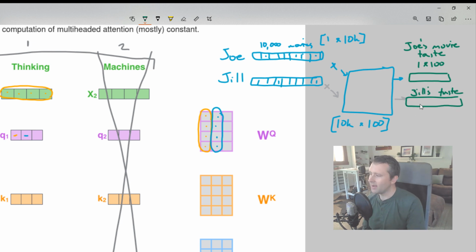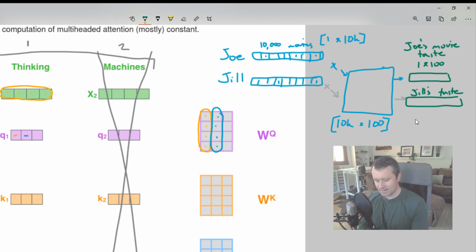And with these taste vectors, now what we can do is a nearest neighbor search. We can calculate the distance or similarity between different people's taste vectors to see which other users are most likely to share the same interests as them. And then if Jill and Joe have very similar taste, then we'll recommend a movie that Jill's seen that Joe hasn't seen, something like that.